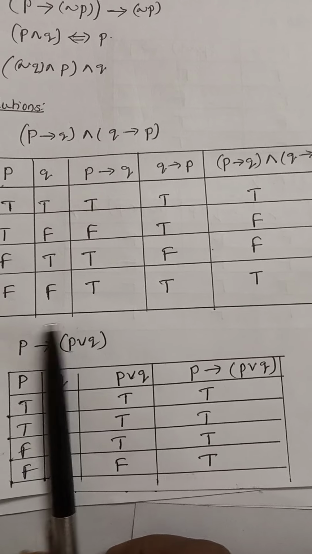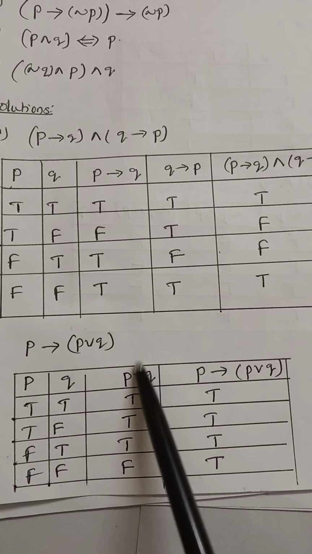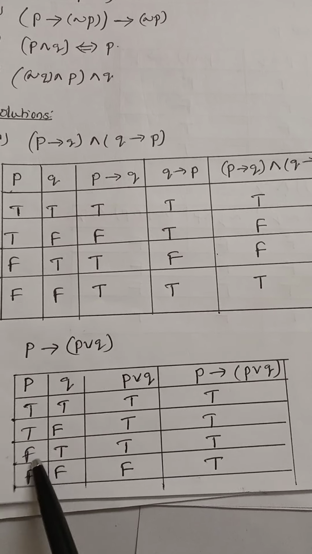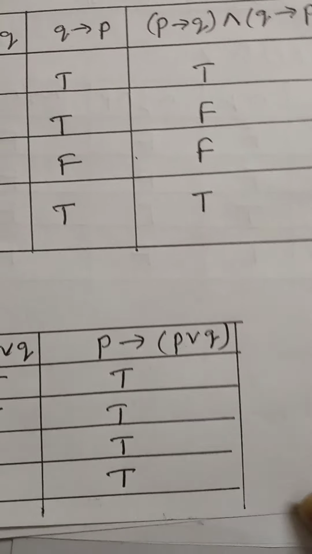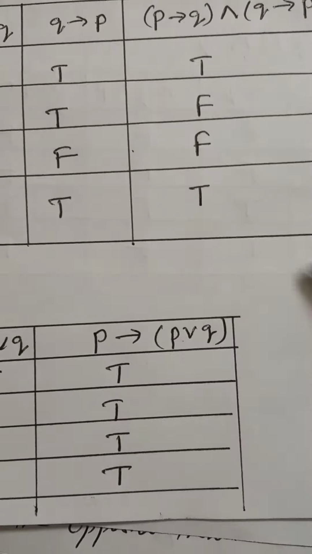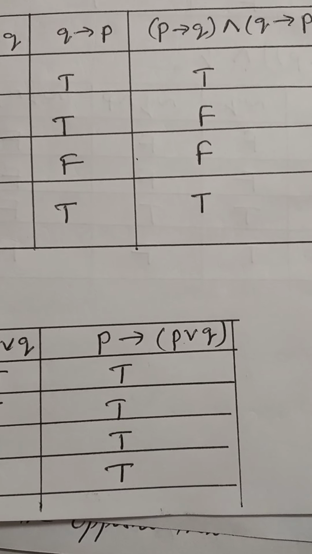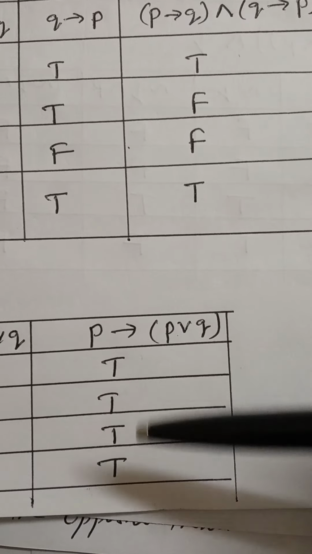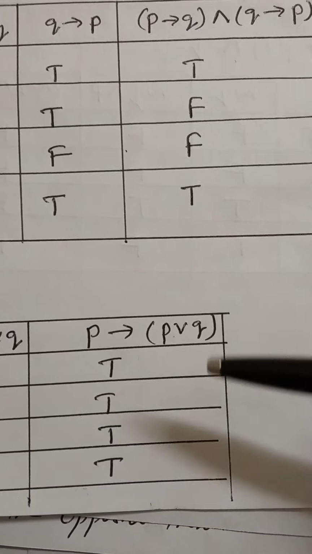Right? Now see here, we are applying implication from this column to this column. These two we are applying. This implies this, and the result is this one. Now again we have to analyze the result. Here this is the entire compound statement. This compound statement has truth value true for all possible truth values. That means this is always true.